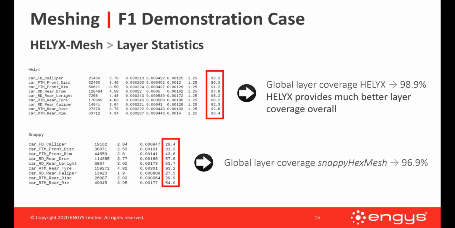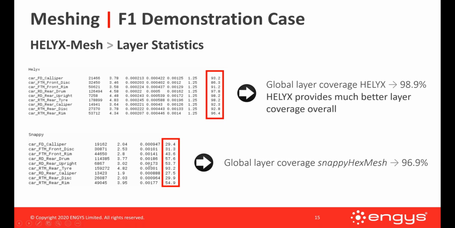So it is a fair estimate, or a fair comparison, between these two. For this type of coverage, we have between 86 and 98.2 for an overall layer coverage of 98.9. And then if we look at helyxHexMesh, we have between 27.5 and 93.2 for an overall layer coverage of 96.9%. So we have a very drastic difference in layer coverage.